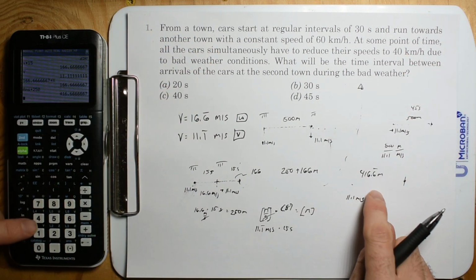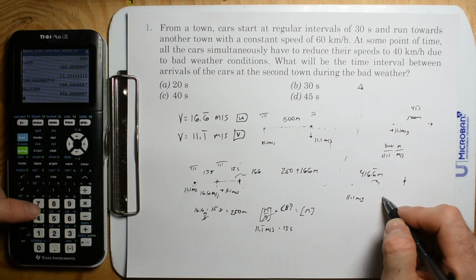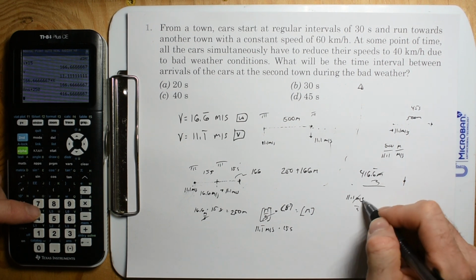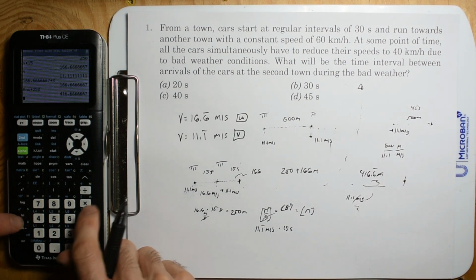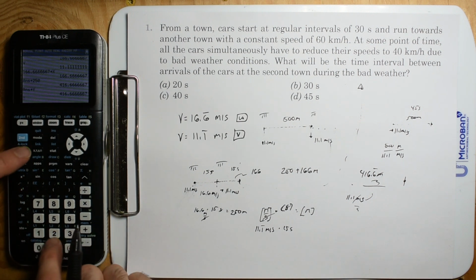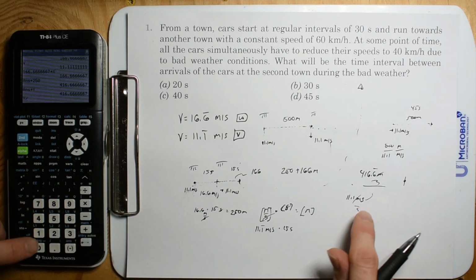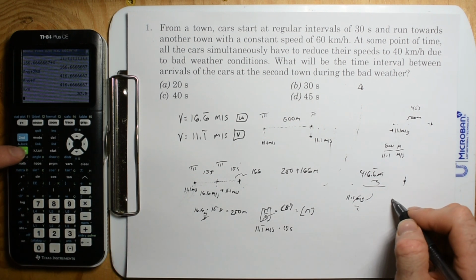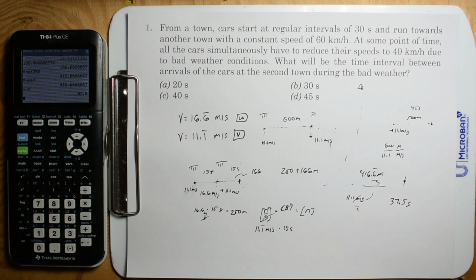Okay, so let's continue with this one. We have this distance in meters. We're traveling at this speed. We have to divide these, so meters will cancel, seconds will pop upstairs. So I'm going to store this as alpha y, and so we have that 416 divided by 11.1. And that's going to be a time of 37.5 seconds.